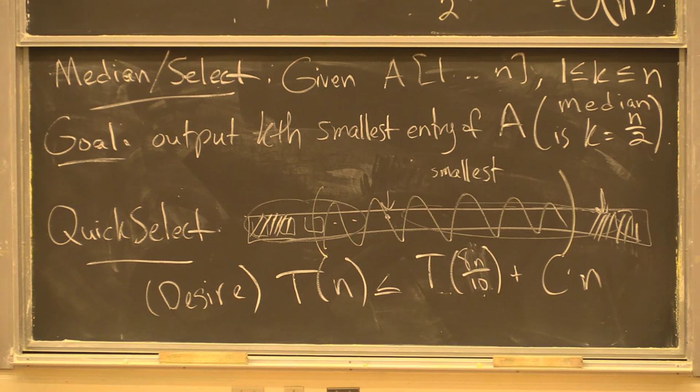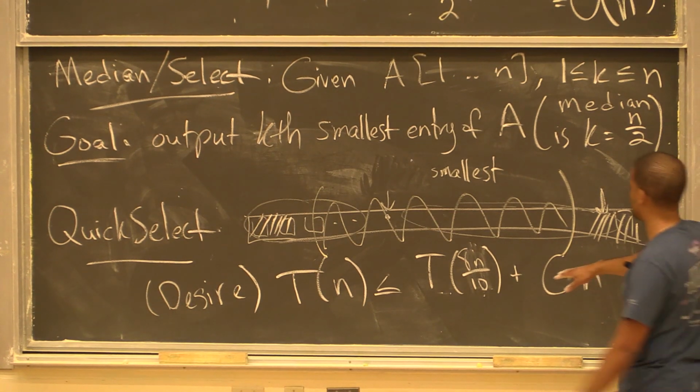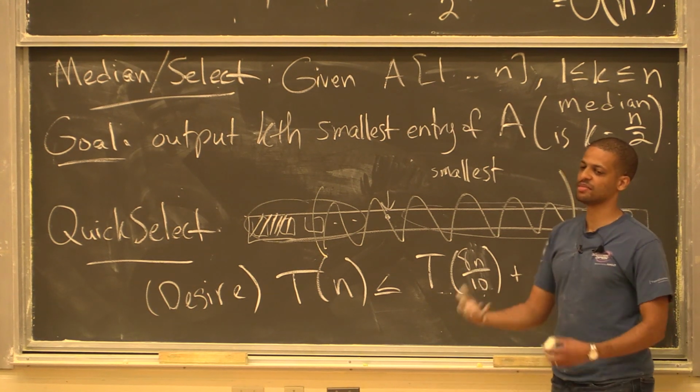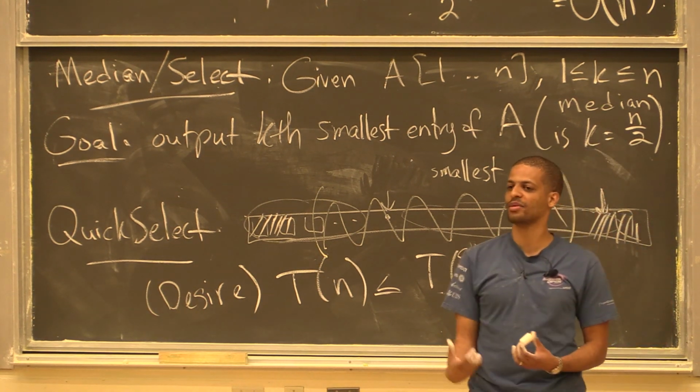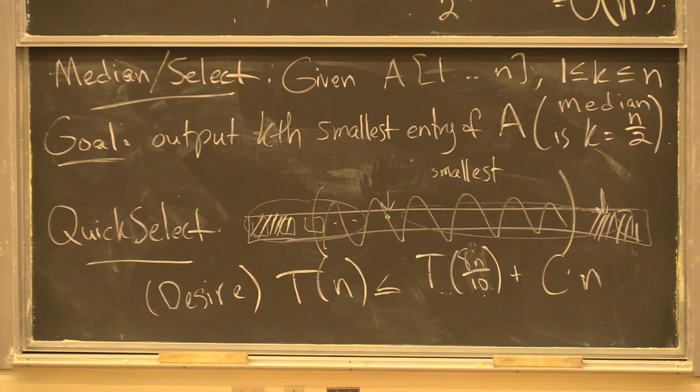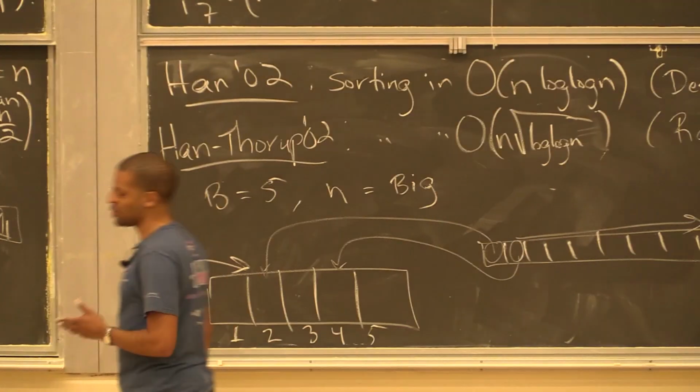This is not a valid analysis of quick select because this number here is actually a random variable. So you need to actually do some kind of probabilistic analysis to really have a formal analysis of quick select, which we're not going to do today. But it's possible to do such an analysis of quick select and to get that the expected runtime of quick select is linear, is O of n.